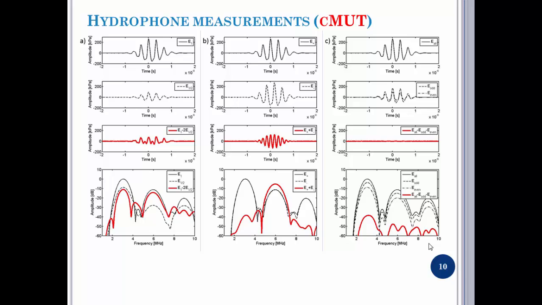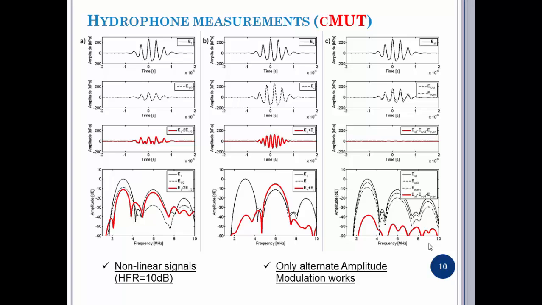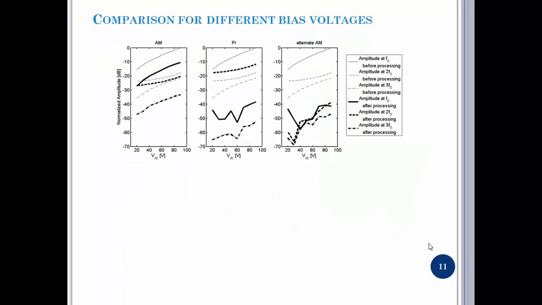But when you apply the amplitude modulation, because it's a linear way to do that, you have almost 0 and a very good cancellation, about 40 dB here for the fundamental, and also more than 30 dB for all the harmonics. That's very interesting. So for nonlinear signals with a high harmonic to fundamental ratio, only alternate amplitude modulation works. If you compare it for different bias voltages, for smaller and higher excitation, you can see that the results are almost the same.